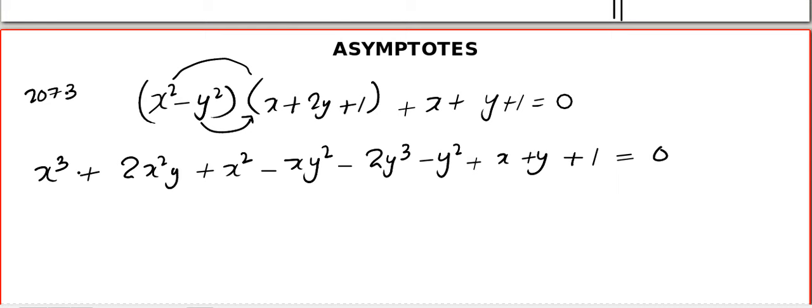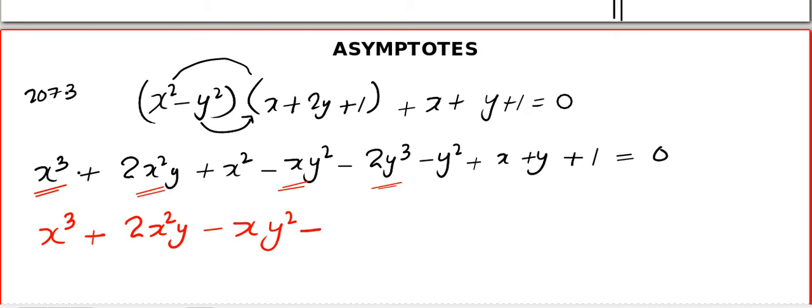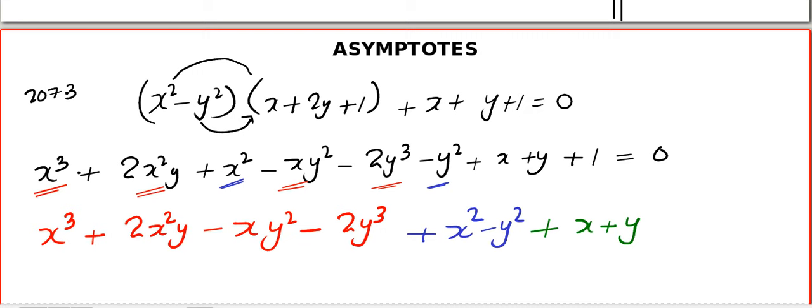Now we have to arrange according to the degree. So let me use my red color pen. So degree 3, degree 3, degree 3, degree 3. So that is x cube plus 2x square y minus x y square minus 2y cube. Now let me take my blue color pen. Now degree 2, that is plus x square minus y square. Now let me take my green color pen, plus x plus y. And finally, let's put it in black, the constant term 1 equal to 0.